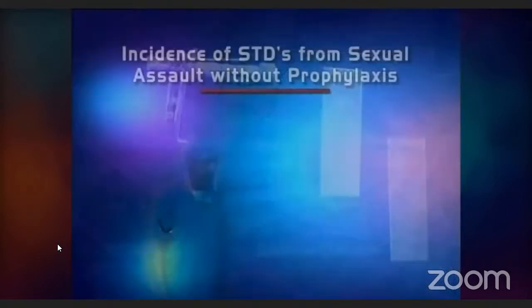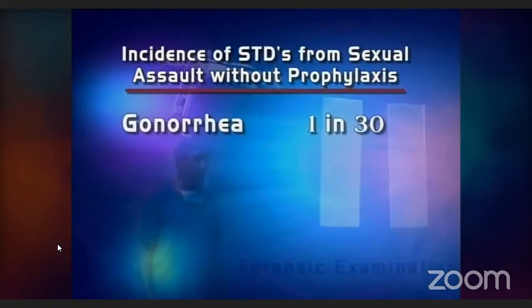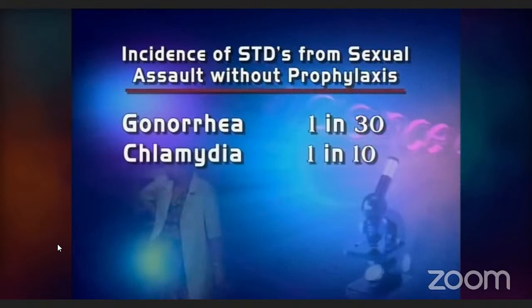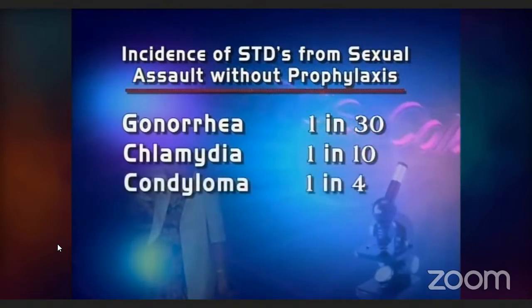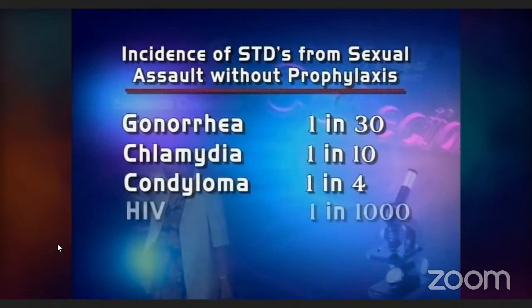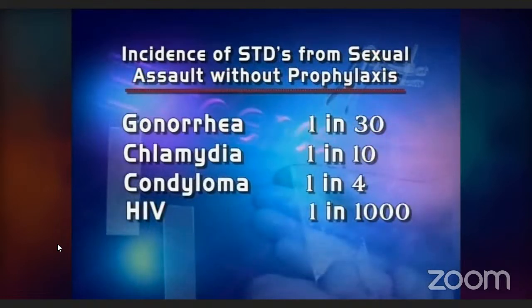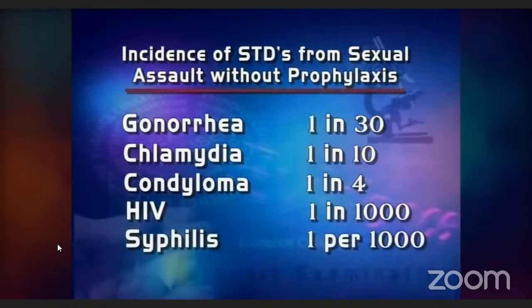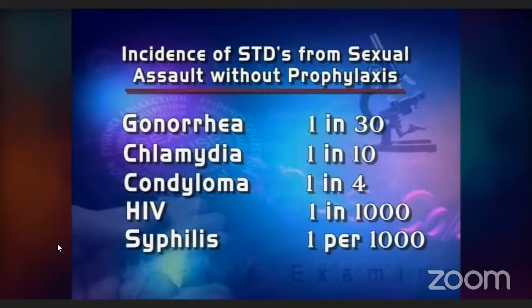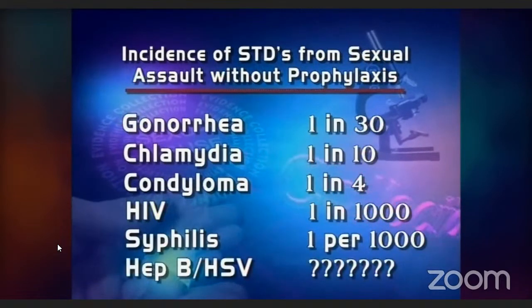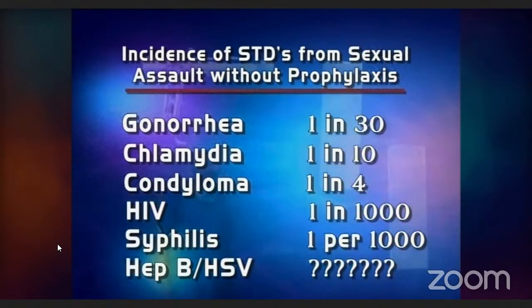Data concerning the incidence of STDs following a sexual assault are few. However, it is estimated that gonorrhea is contracted in 1 in 30 cases, chlamydia in 1 in 10, condyloma in 1 in 4, HIV in 1 in 1,000, and syphilis 1 per 1,000. The incidence for transmission of hepatitis B is largely unknown.